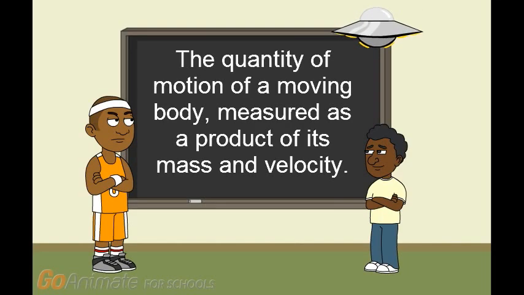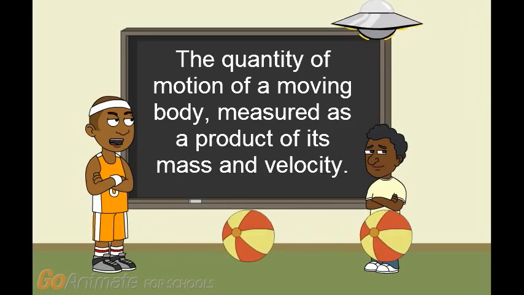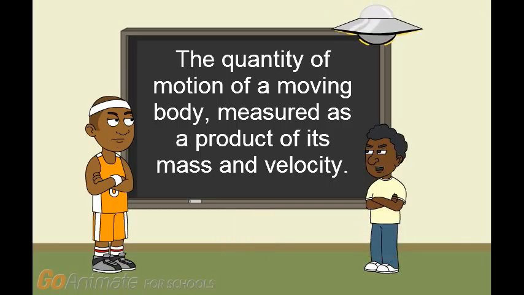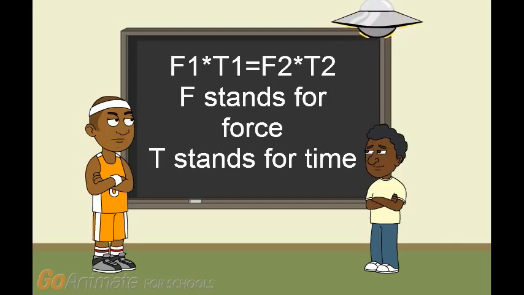So what's momentum? Momentum is the quantity of motion of a moving body, measured as a product of its mass and velocity. For example, when this ball hits the other ball, it transfers its momentum to the other ball. That's a lot of balls. Well, anyway, momentum is calculated by mass times velocity. Torque is calculated by force times distance of object A equals force times distance of object B. So if the force on one side increases, the distance on the other side can also increase.